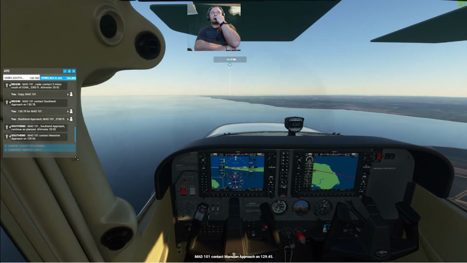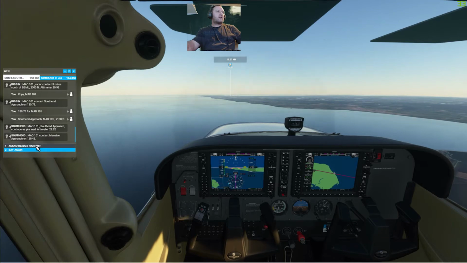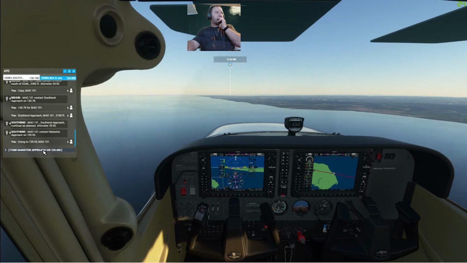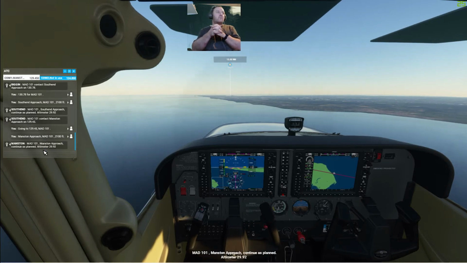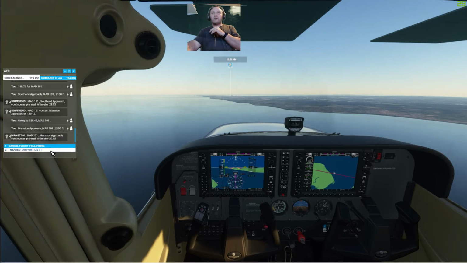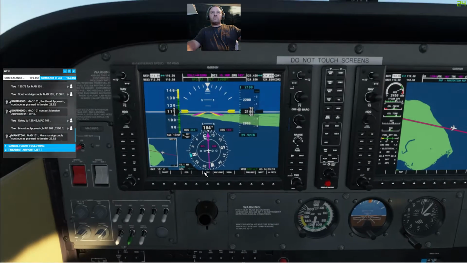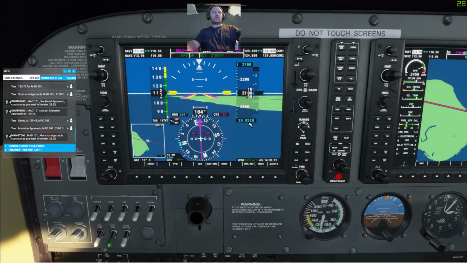Matt 101, contact Manston approach on 129.45. Handoff to 129.45, Matt 101. Tune into Manston, contact Manston. Manston approach, Matt 101, 2,100 feet. Matt 101, Manston approach, continue as planned. Altimeter 29.92. Nice. 29.92. We're all good there. They're happy with our approach.